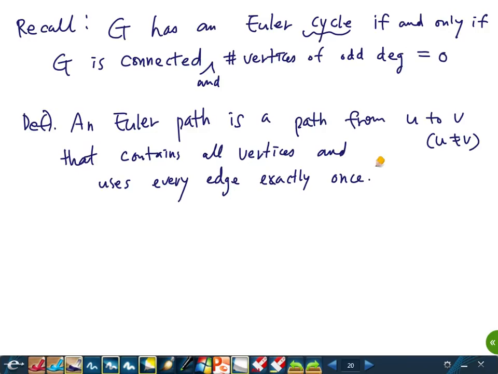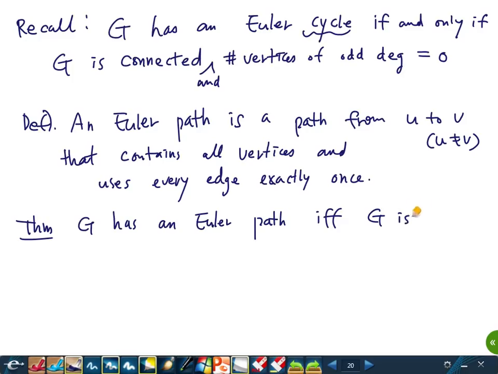And we have a theorem similar to this one. The theorem is quite similar. G has an Euler path if and only if G is connected, of course, and the number of vertices of odd degree is 2. There are exactly 2 vertices of odd degree. Then there is an Euler path.